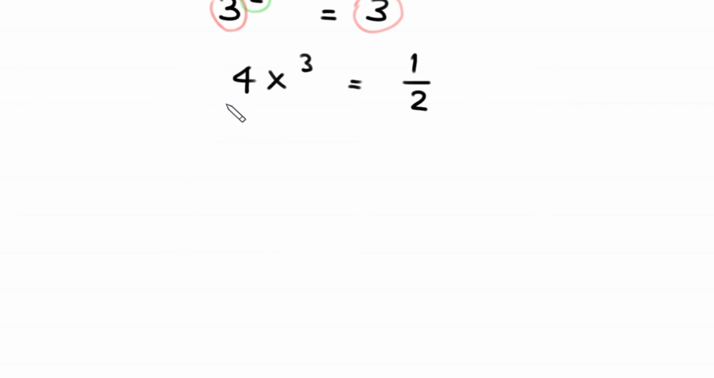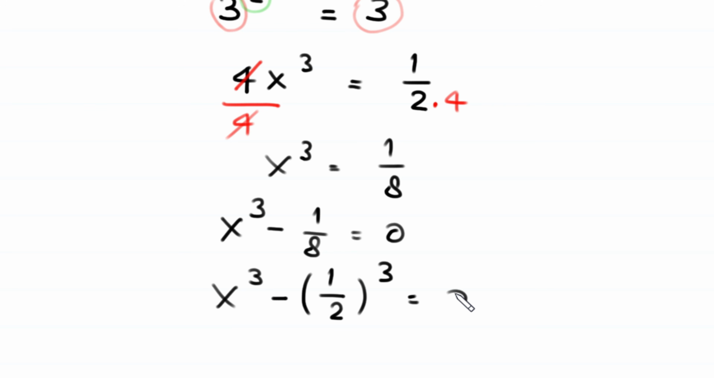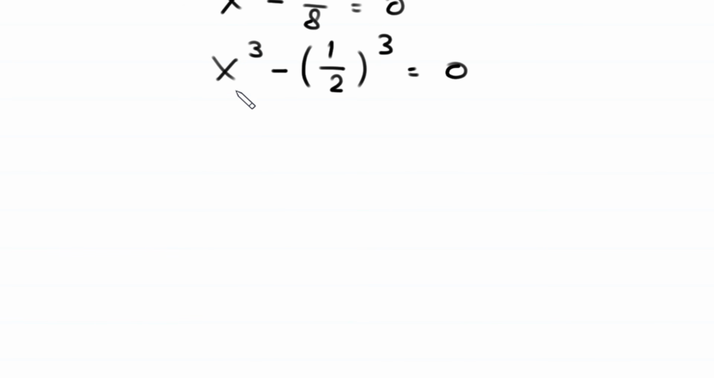Now we divide both sides by 4. So this 4 will be cancelled with this 4 and we are left with x cubed equals 1 over 8. Move this 1 over 8 to the left hand side, this will become x cubed minus 1 over 8 equals 0. Next, x cubed minus 1 over 8 is the same as x cubed minus 1 over 2 whole cubed equals 0. Now we have a difference of two cubes.